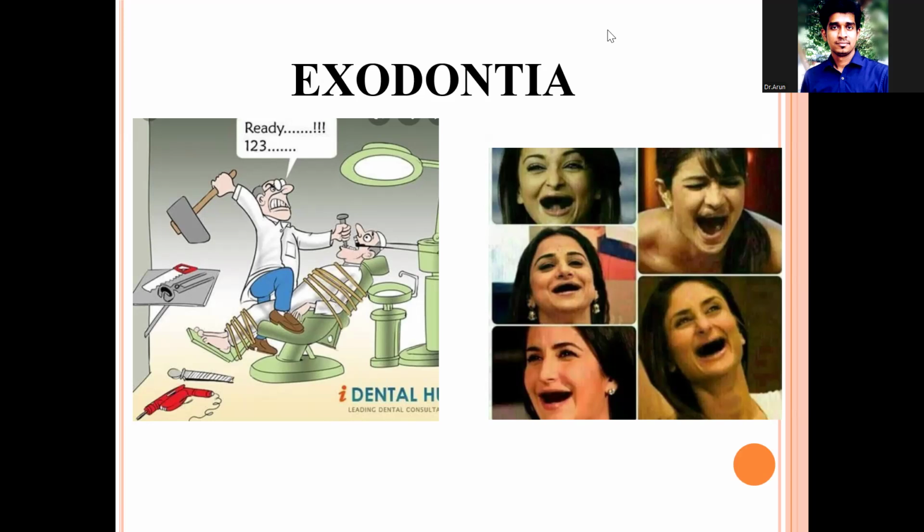The second principle is the wedge principle. This is done by wedging the elevator or the beaks of the forceps between the tooth and the bone, in the periodontal space. This displaces the tooth occlusally, and the instrument can be pushed further into the socket to displace the tooth further out occlusally. Then it can be removed completely. The best example of the wedge principle is your coupland's elevator.